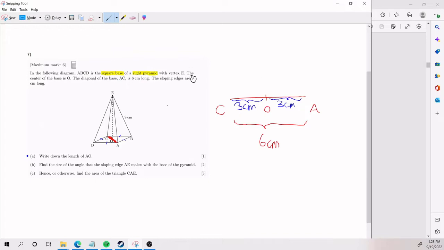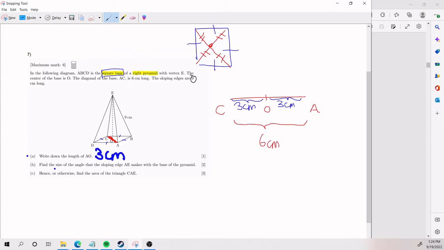Awesome. The reason I can do that is because I know that it has a square base. So at the bottom, which is a square, the diagonals that cut through it right at the middle are equal. That is why I can work like that, because it's a square. All right. So, yeah, that's the length of AO, 3 centimeters. Make sure that you put the units, and we move on.